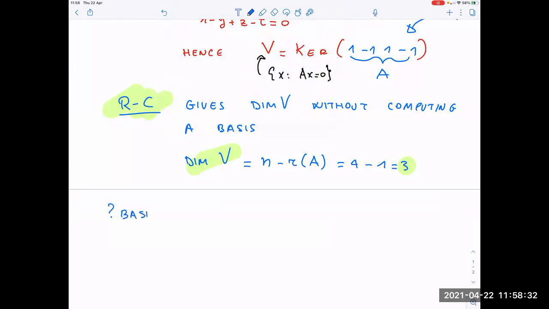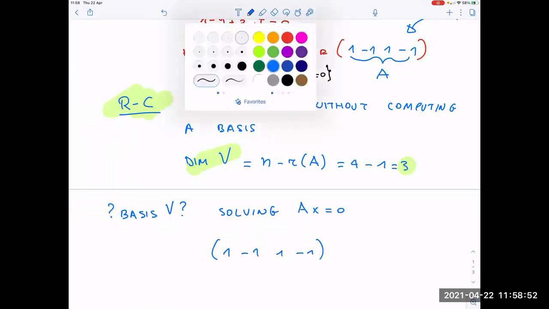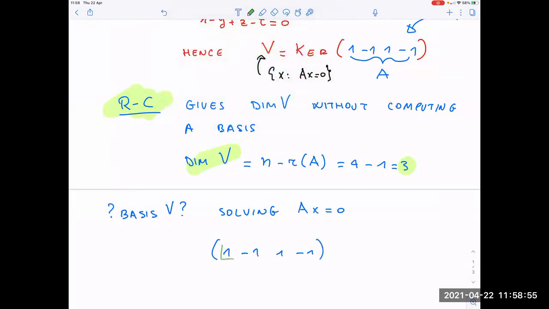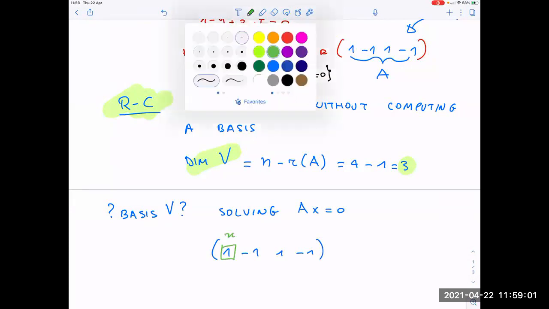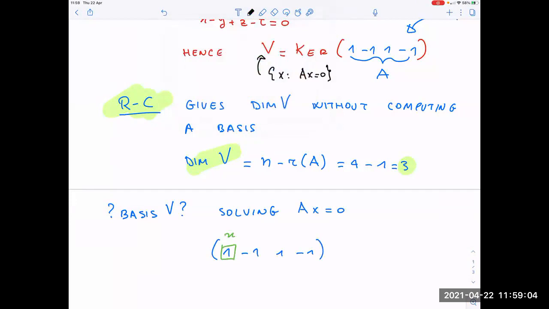Well, a basis of V you get by solving the system AX equals 0. So if you want to use our fancy matrix notation, I want to step reduce this matrix, which is already step reduced, right? And there is exactly one marker. So it means that, for example, variable X, I will compute using all the other variables, Y, Z, and T, which are the three free parameters of the Rouché-Capelli theorem, right?